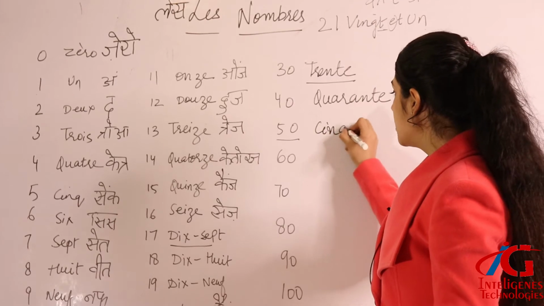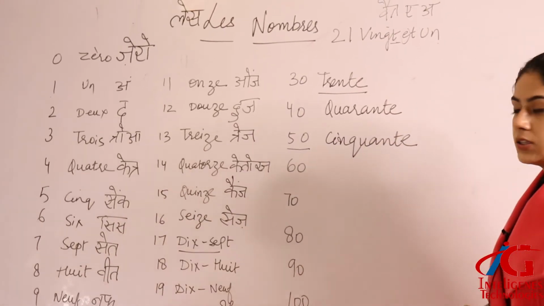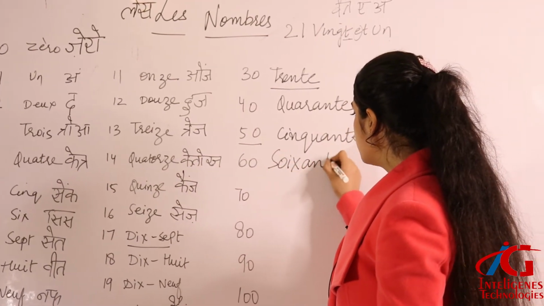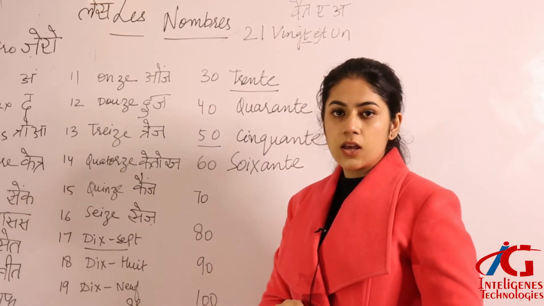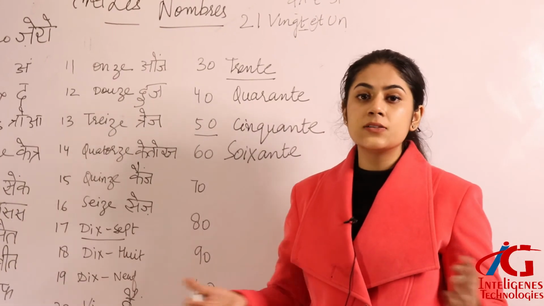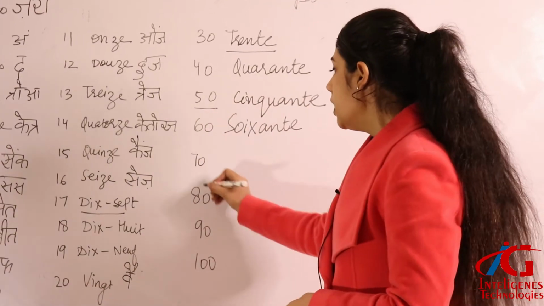50 is cinquante, 60 would be soixante. 61 soixante et un, soixante-deux, soixante-trois, and follow the same way.